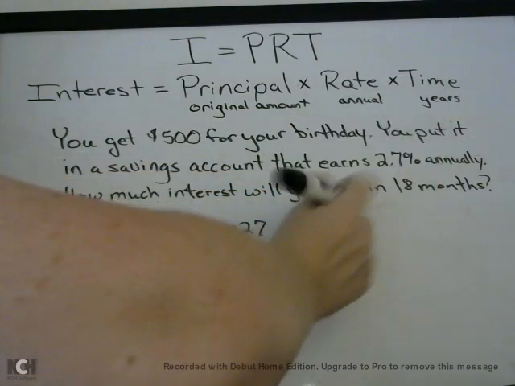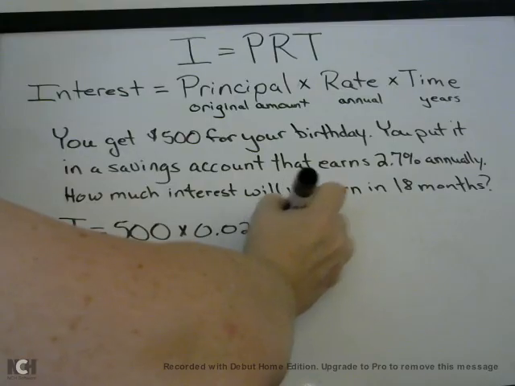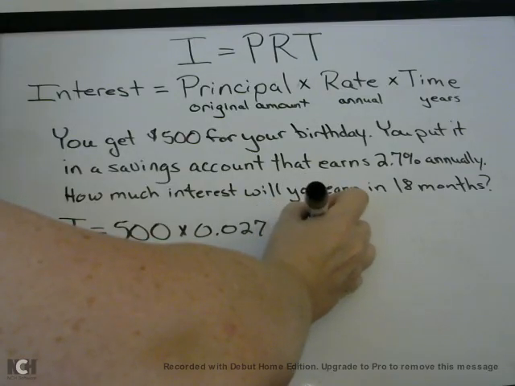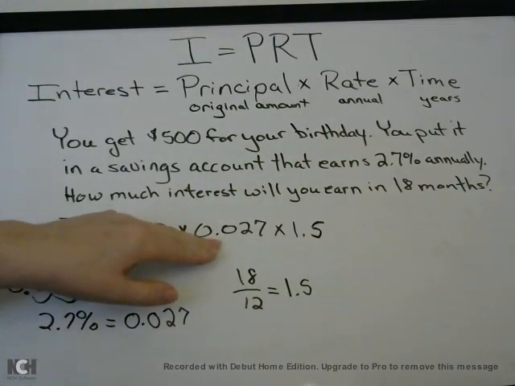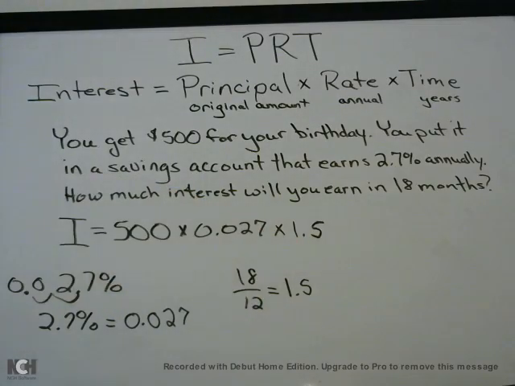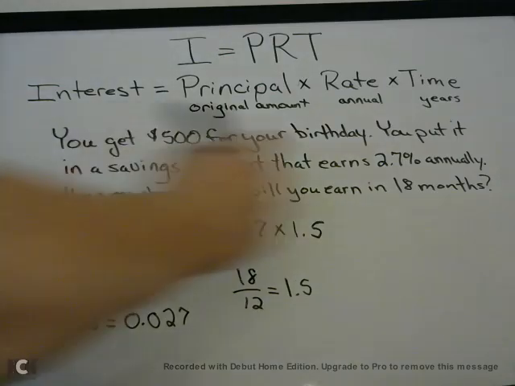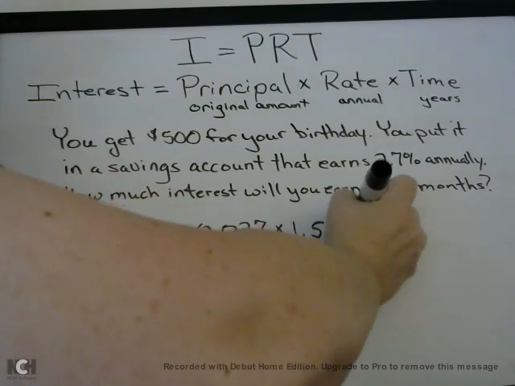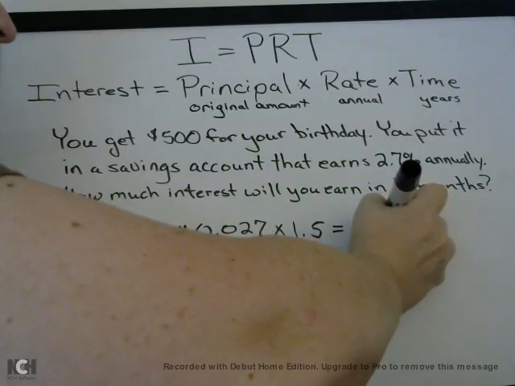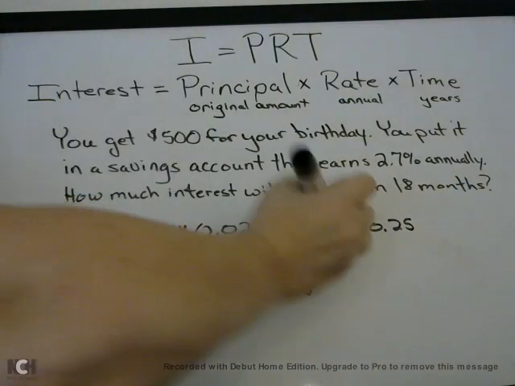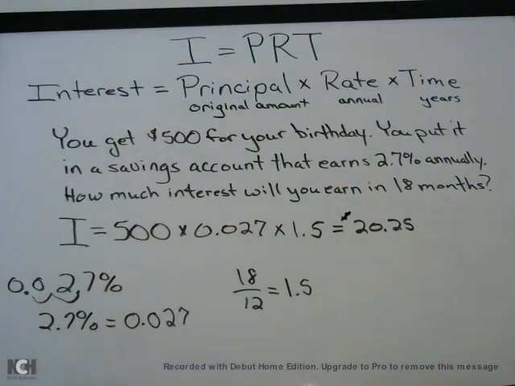Here they've given us an annual rate, which means a yearly rate, so we need our time to be in years. So interest equals 500 times 0.027 times 1.5. You stick that into your calculator, and you're going to get 20.25. And we're dealing with money, so it's $20.25. That's how much interest you will have earned in 18 months.